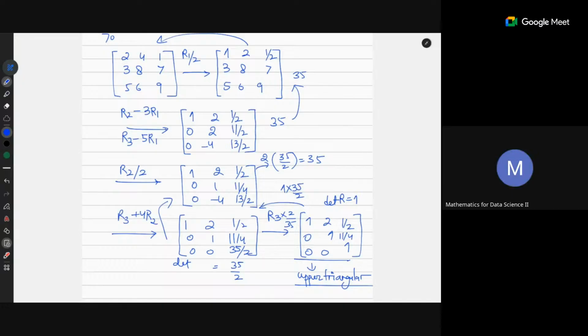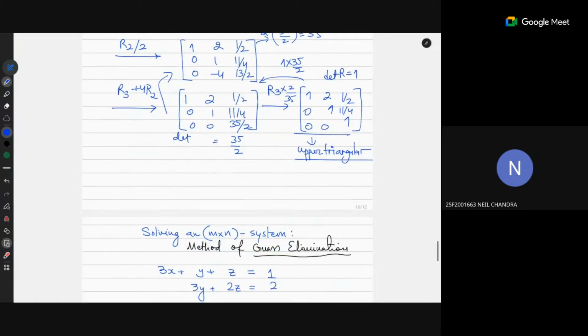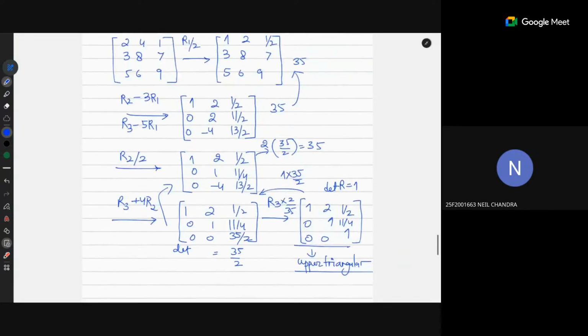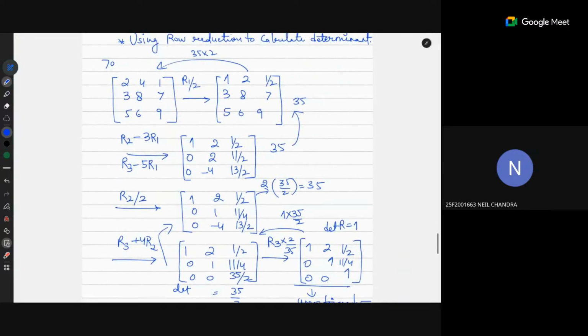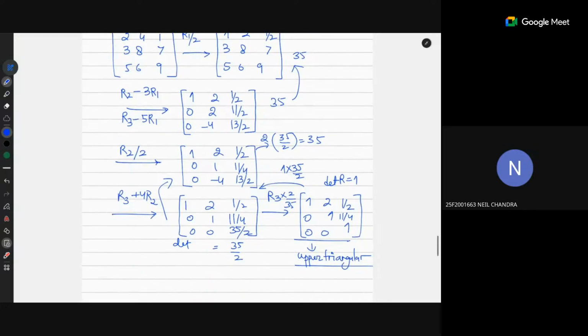Sir, just one question. When we add any multiple of a row to another row, the determinant does not change. Suppose when we are tracing back, we are adding 2 by 35 of R3 to R2. So by that logic, the determinant should remain 1 only.